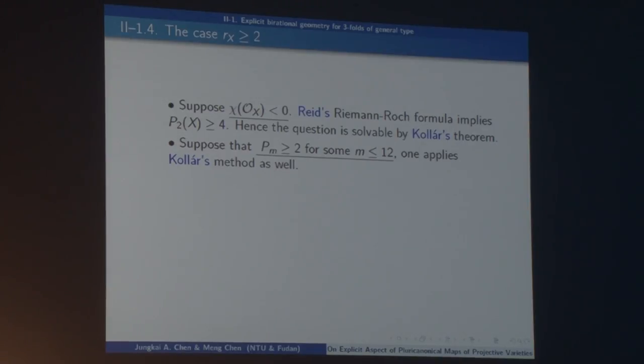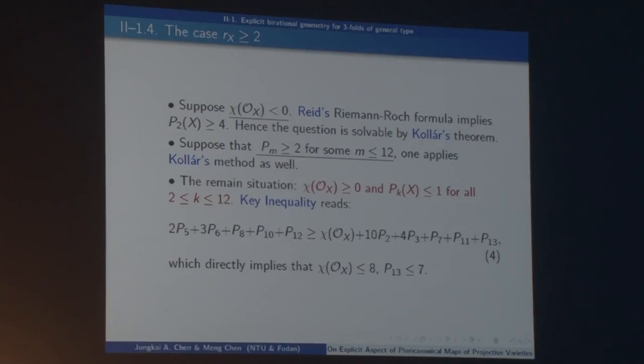Then this is again Collar's result. So the rest case is that for some threefold with chi non-negative, but for any k between 2 and 12, the pk is smaller than or equal to 1. And then the key inequality introduced by Wang Chi tells us that chi O_X is upper bounded, and also p13 is upper bounded.